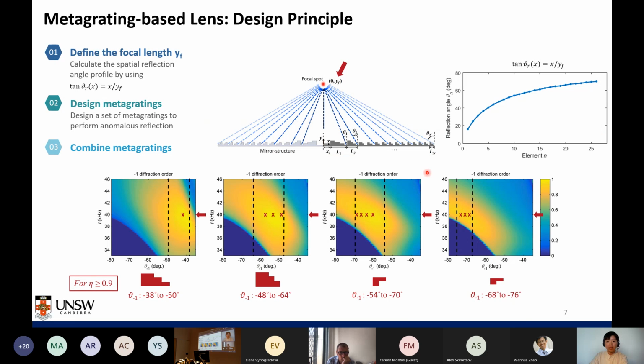So the right half metalens can therefore be implemented by combining the optimized local metagratings, which satisfy the reflection angle profile identified in the first step. And in this work, we consider the focal spot to be located at x equals 0, which is aligned with the center of the metalens. Therefore, the full metalens can be obtained by mirroring this right half lens about x equals 0 and combining this mirror structure with the original one.